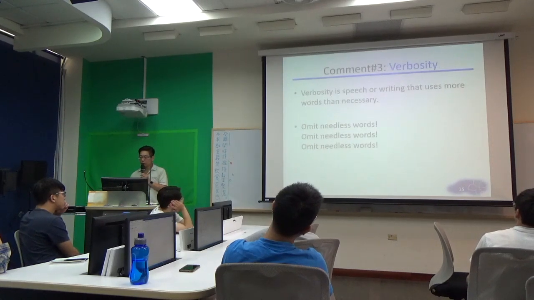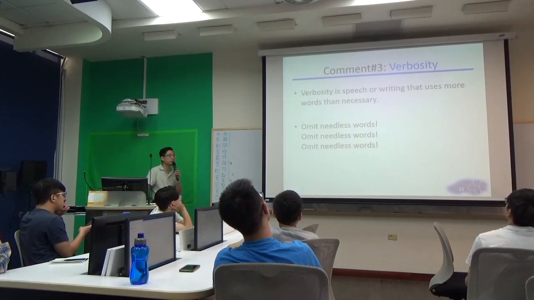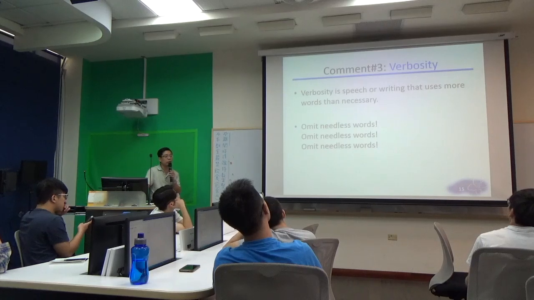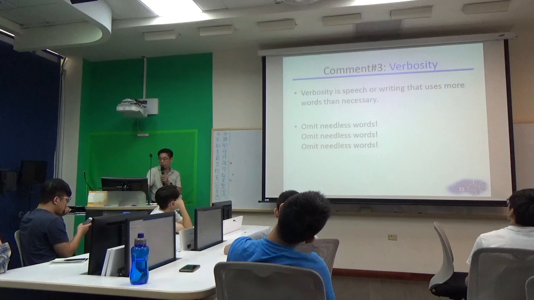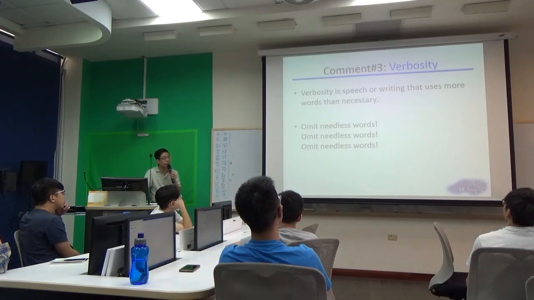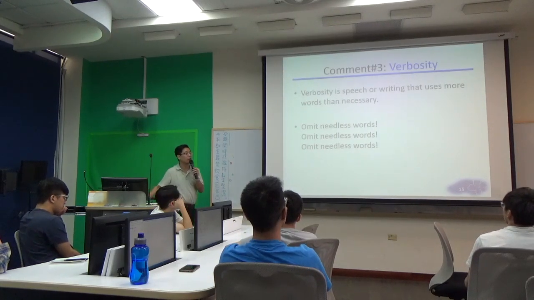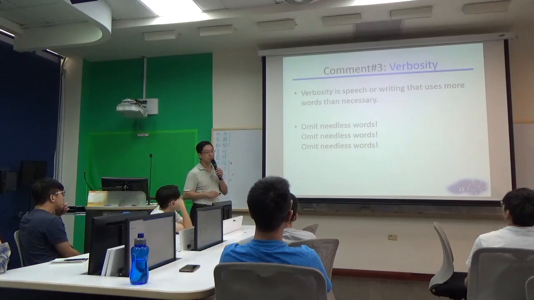Okay. So verbosity. This is important. Verbosity is connected to our brevity. Verbosity is speech or writing that uses more words than necessary. Something not necessary is verbosity. So short, right? You want to write something short. Because it's important, you need to say it 3 times: Omit needless words.